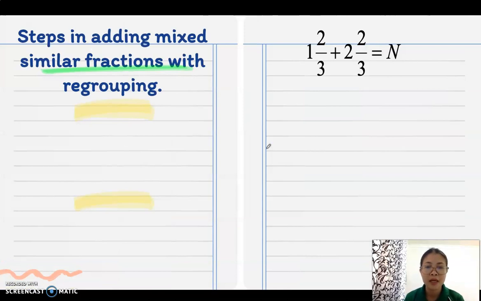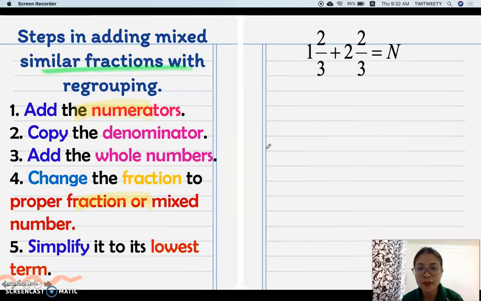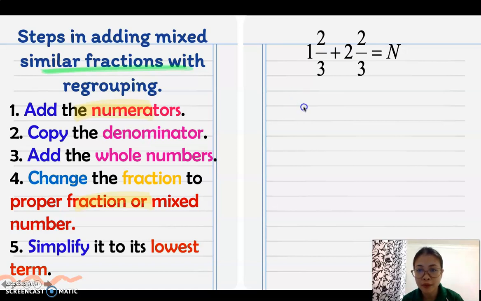Next, how do you add mixed similar fractions with regrouping? Here are the steps. First, you add the numerators. 2 plus 2 is 4. Copy the denominator, which is 3. Then add the whole numbers. 1 plus 2 is 3. Then, as you can see, the fraction in the answer is an improper fraction. Therefore, you need to regroup. You need to change the fraction to a proper fraction or mixed number. So how? Again, you're just going to divide.